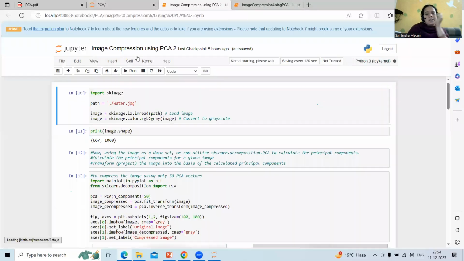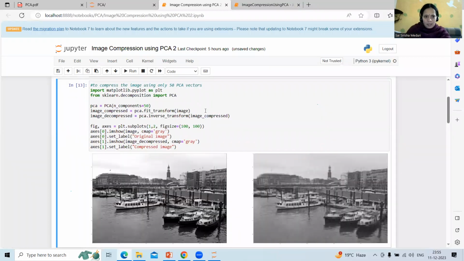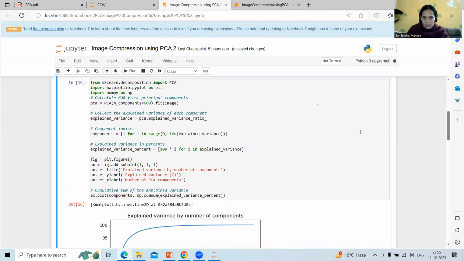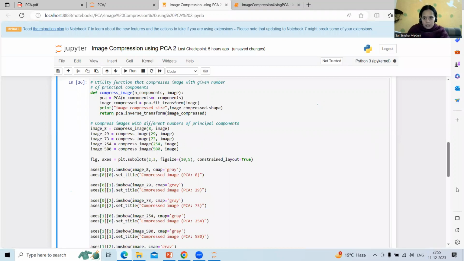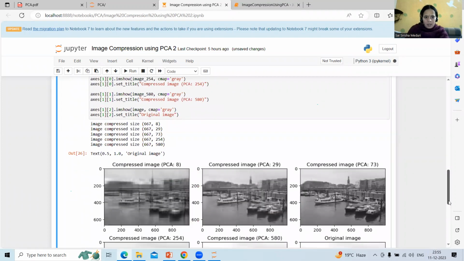Okay, let me run this. This is one more image, again a colorful image. I'll show you the reduction in size also. I think I printed the values. See, the compressed size is 829. Size is nothing but the number of features reduced, which will be equal to the number of PCs.